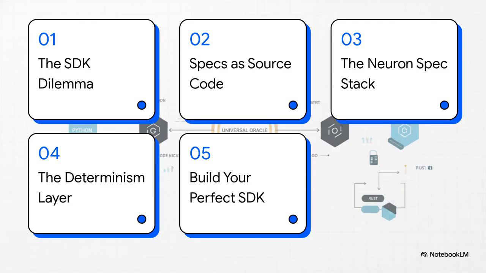All right, here's our game plan. First, we'll tackle the core problem, this SDK dilemma. Then, we'll get into Neuron's big idea, specs as code. After that, we'll look at their actual protocol stack, and I'll show you the secret sauce that makes it all click together. And finally, we'll talk about what this all means for building your own perfect SDK.